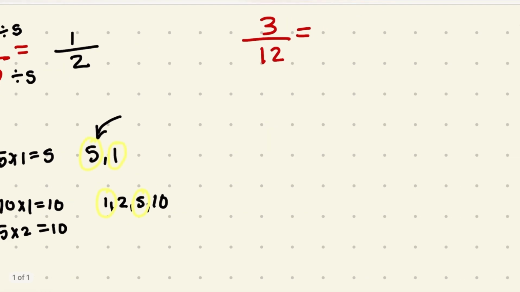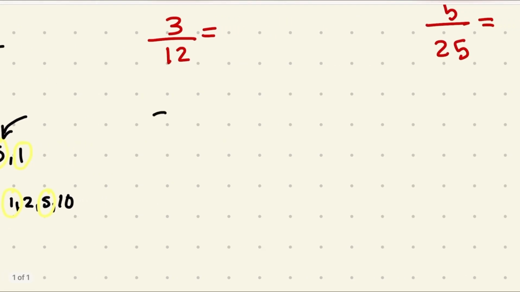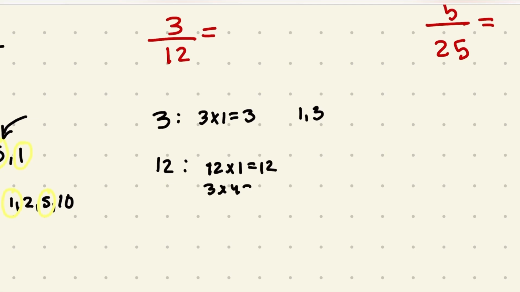Let's move on to the next one. 3 over 12, same thing. Let's list out the individual factors of the numerator and denominator. We have 3 times 1 gives us 3, making the factors 1 and 3, and then 12. There's actually a lot that gives us 12, so let's see. 12 times 1 gives us 12, 3 times 4 gives us 12, and 6 times 2 gives us 12.